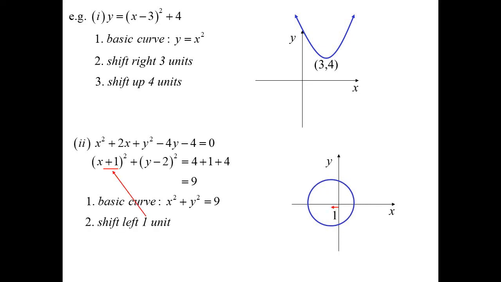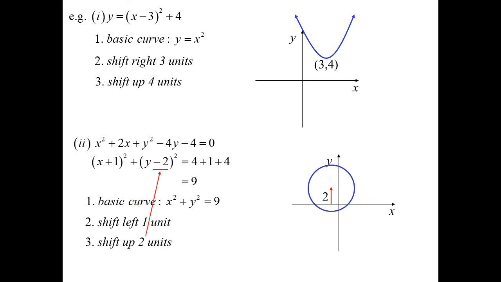We have a horizontal shift. We've moved it left 1 unit. And we have a vertical shift. We've moved it up 2 units. So the center of the circle is at minus 1, 2. And I tell you what, the other thing I should have done there, and I haven't done it, is mark in the radius, because I've got no sense of scale the way mine's drawn. So I should really be saying the radius of that is 3 units.